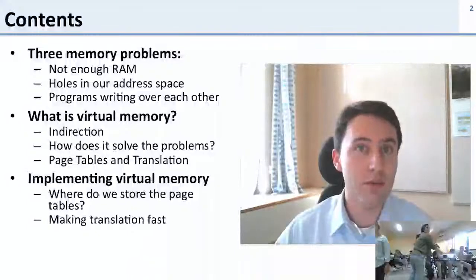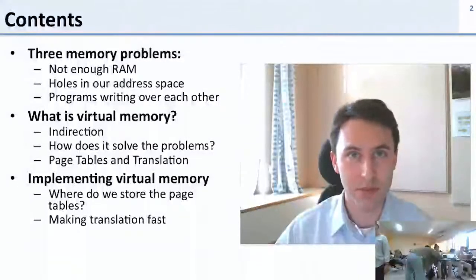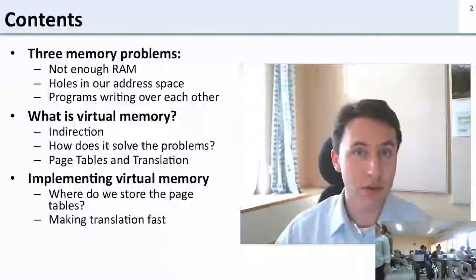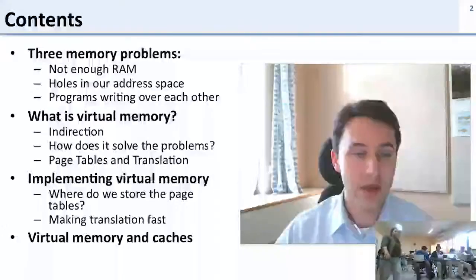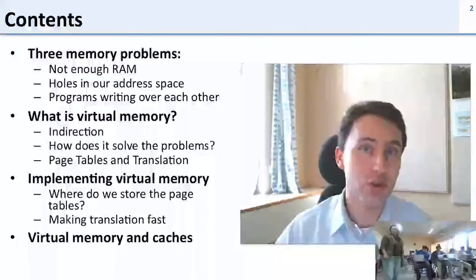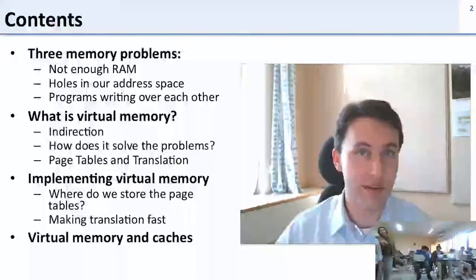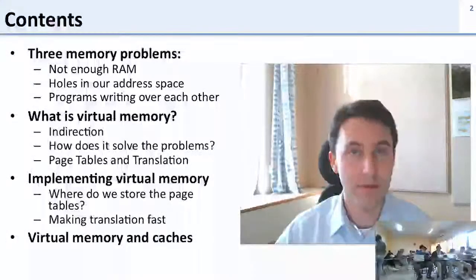Then we're going to talk about how we implement virtual memory. Where do we store these page tables, these mappings between our addresses, and how do we make them run really fast? We're going to make them run fast by adding hardware to the computer. And then finally, we're going to talk about how virtual memory interacts with caches, because caches are an important part of making memory faster, and we want to make sure that virtual memory doesn't mess that up.